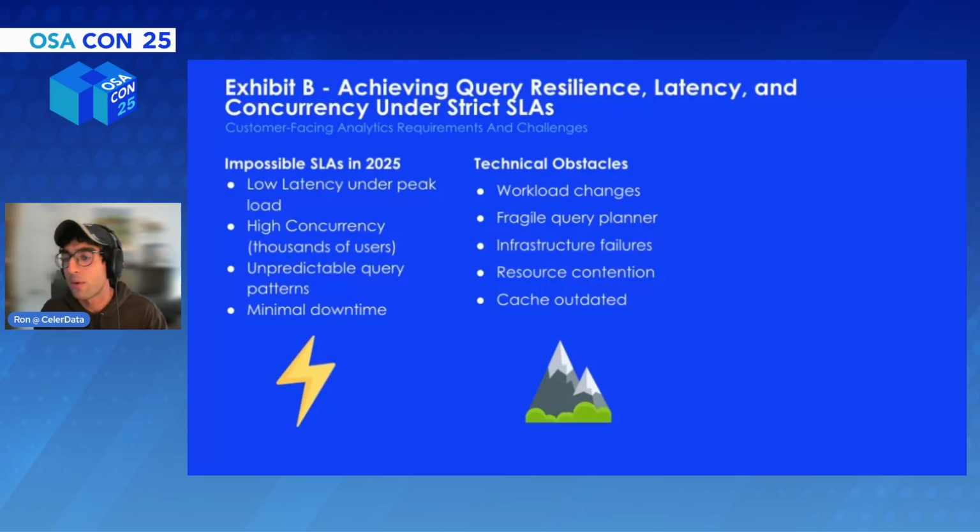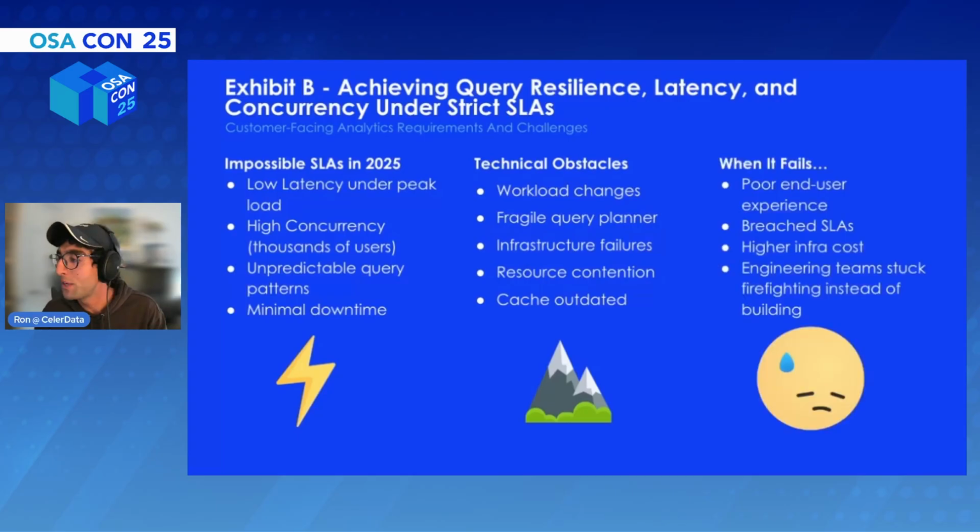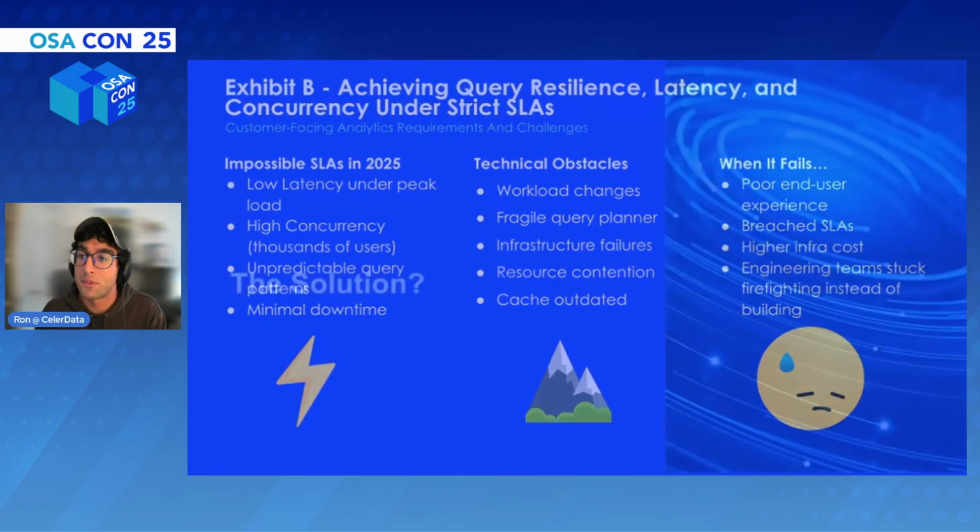You may not have the right disaster recovery system set up. You may have resource contention for compute in an undistributed or distributed environment. You may not have a cache in some of your query engines or query systems. And then, when you get that poor end user experience, you breach your SLAs, you get higher infrastructure costs, and a lot of the engineering teams are stuck firefighting instead of building.